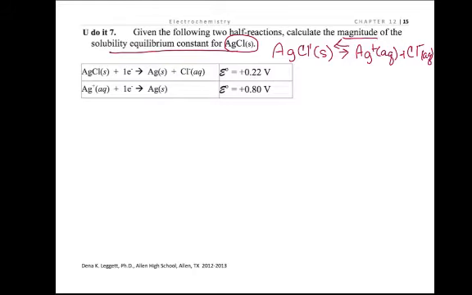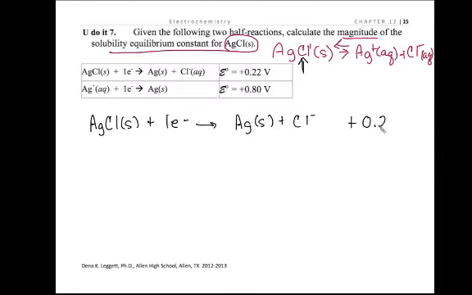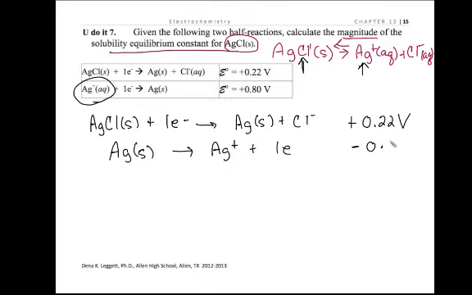So, in order to determine which one of these is oxidized and what's reduced, we're going to do something like a Hess's law approach. Notice that we need silver chloride solid as a reactant. So I'm going to keep this reaction that has the solid as a reactant intact as my reduction. So I'm going to keep that as plus 0.22 volts. Now, I want silver ion as a product. Here I have it as a reactant. So I'm going to reverse that reaction and get silver ion plus 1 electron. And since I reversed the reaction, I'm going to change the sign of my E naught value there.